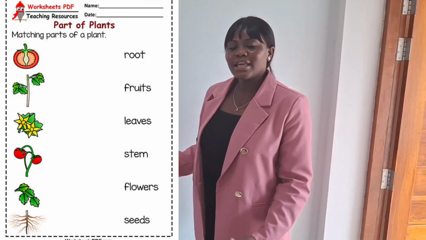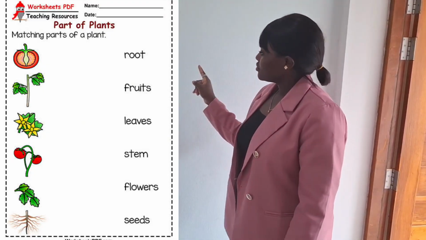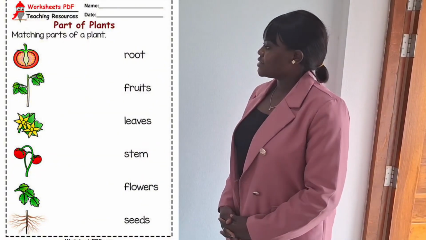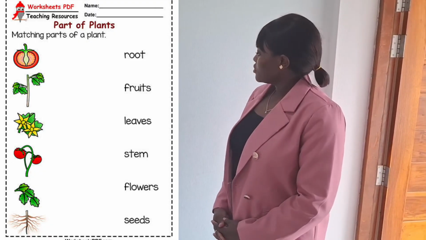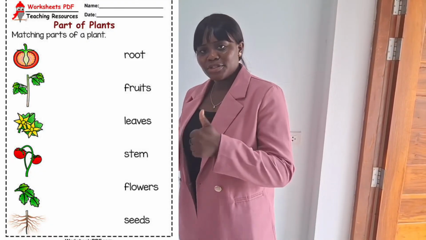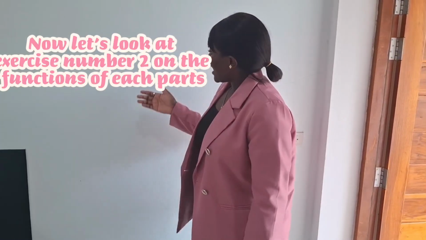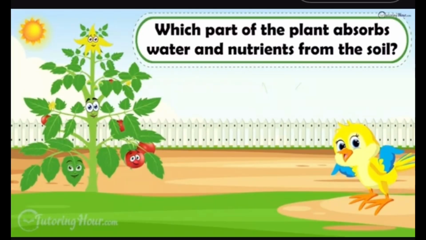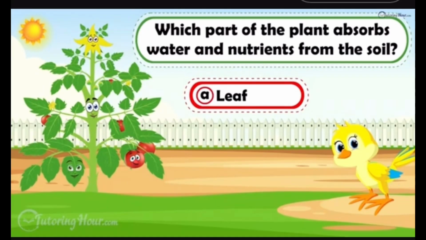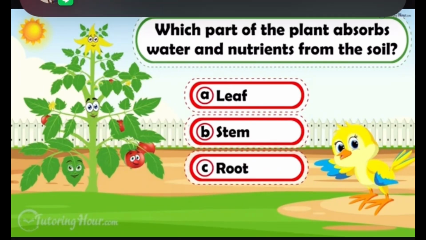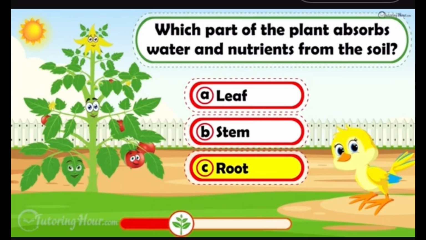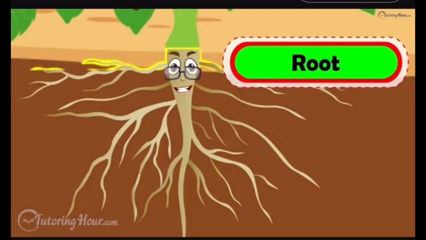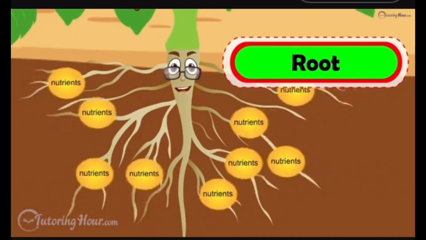Okay. Where is the root? Good job. Root. Right. Where is the flower? Flower. Yes. Good job. Now let's look at exercise number 2 on the functions of each parts. Which part of the plant absorbs water and nutrients from the soil? Is it A, leaf, B, stem, or C, root? It's me, the root. I grow beneath the soil and absorb water and nutrients to help the plant grow strong.